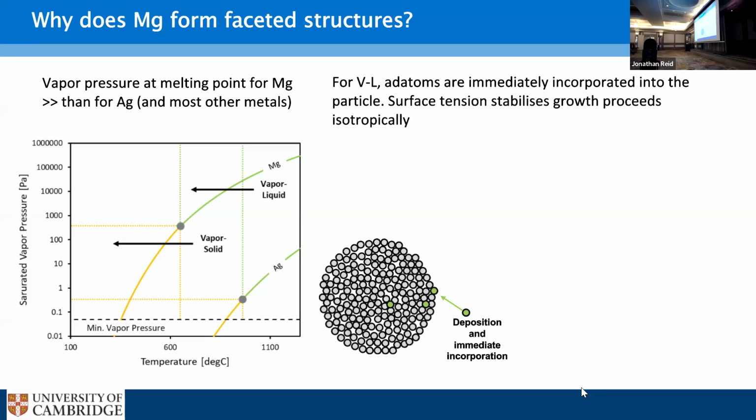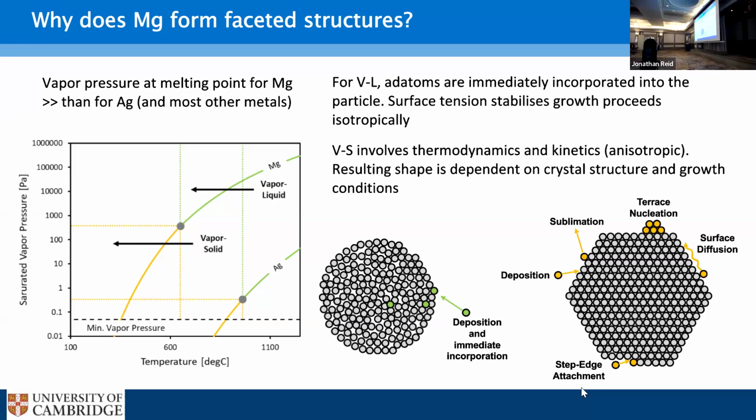And so for vapor to liquid, particles nucleate as droplets, and they grow by vapor being attached and immediately incorporated into that particle. And the surface tension stabilizes the growth, and you end up with something spherical. For vapor to solid, on the other hand, it's really different, and there's a lot of thermodynamics and kinetics at play that essentially dictate how vapor molecules are attached and how they're incorporated into the structure. So that, along with the growth conditions and the actual underlying crystal structure of the material, determines the shape that you get.